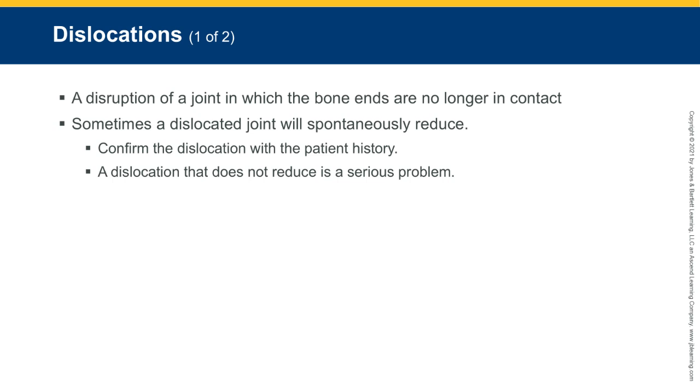A dislocation occurs when the bones in a joint are forced out of their normal positions. Sometimes, a dislocated joint may spontaneously reduce, meaning it moves back into place on its own. However, if a joint remains dislocated, it is considered a serious problem that requires medical intervention. The patient's history and symptoms can help confirm the diagnosis.